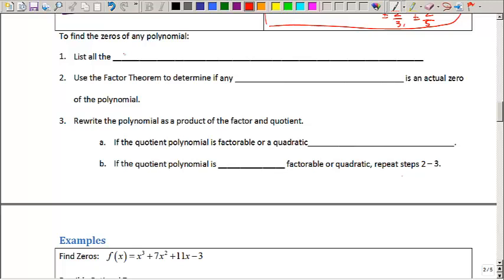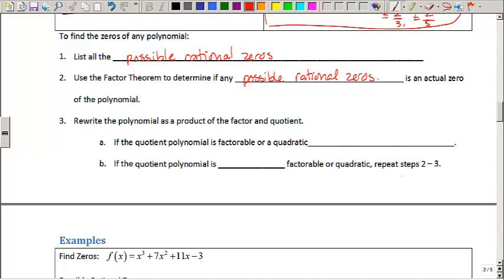Next, we'd like to talk about the steps to find zeros of any polynomial. First thing I want you to do is list the possible rational zeros. Next, I want you to use the factor theorem to determine if any of those possible rational zeros is an actual zero of the polynomial.